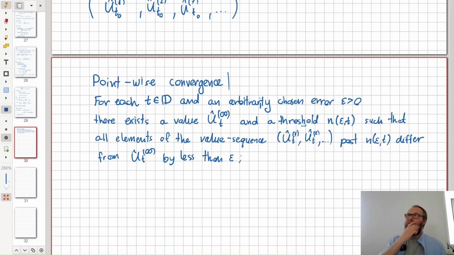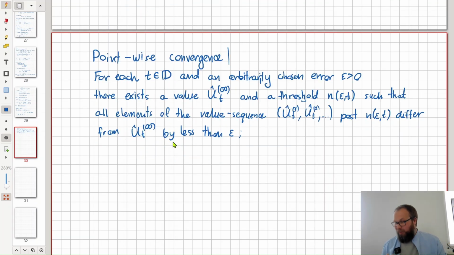So if you want to use words, you would say this. For each t, we pick t and an arbitrary accuracy goal epsilon, there exists a value, the limit indexed by t, and the threshold N, which will depend on epsilon and t in general, such that all the elements of our sequence past this threshold index differ from the limit, the goal, by less than our accuracy goal. This is the definition of pointwise convergence.